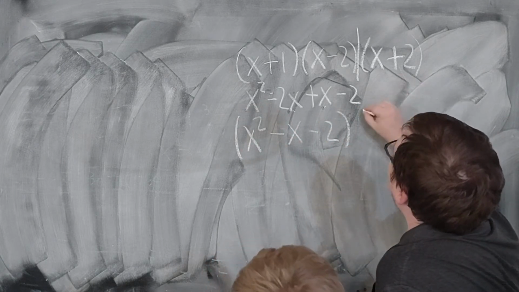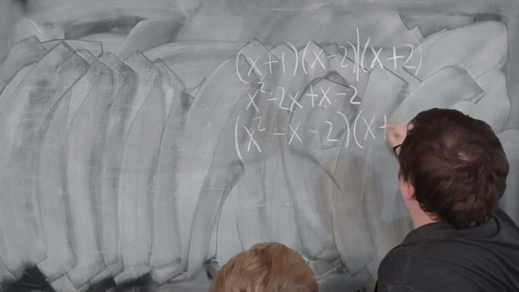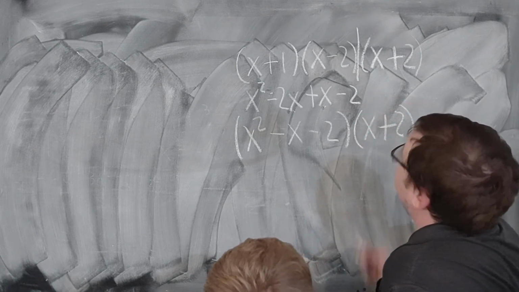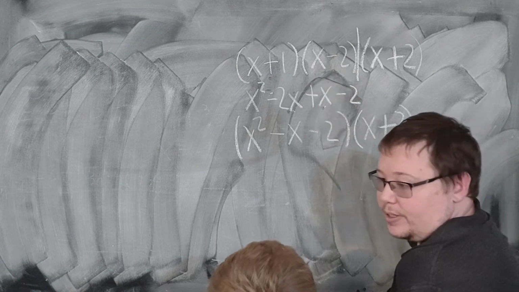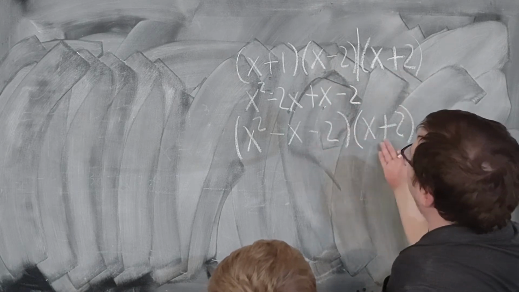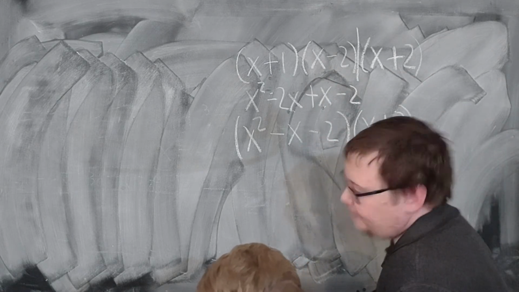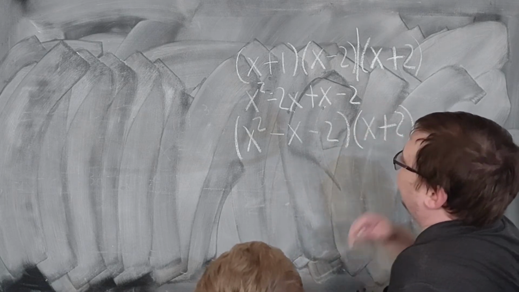Now we can go ahead and add on this x plus 2. So we only know how to FOIL two terms. But if we want to do a third, we can still do it. We just have to do it two at a time. Okay, what do we get now?